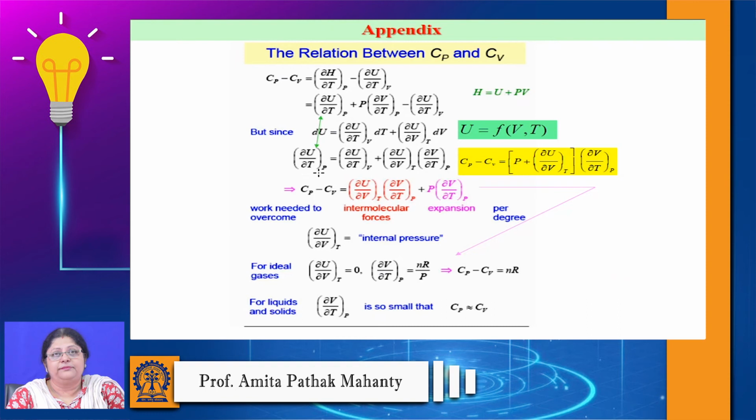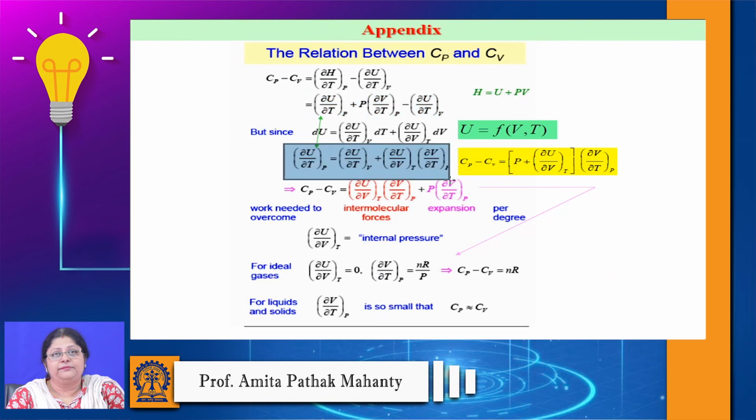U is nothing but the total differential of U that we have to write down. This is the total differential of U. First you write down that it's a function of internal energy. Now you substitute these values. Substitute this value, how internal energy is changing with temperature at constant pressure. How do you find that out? This is coming from here.